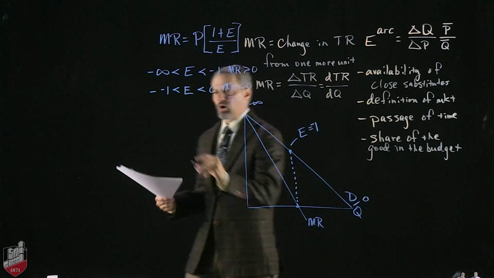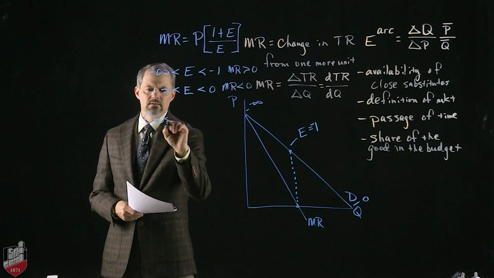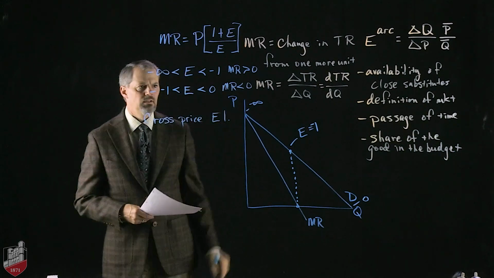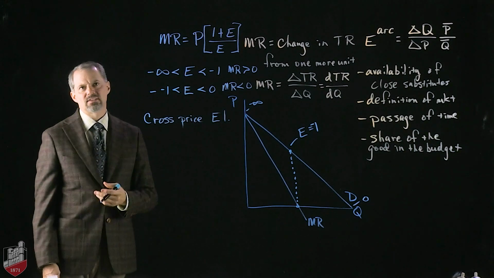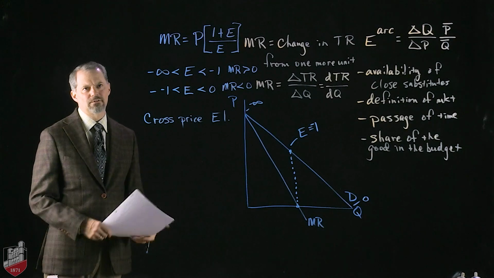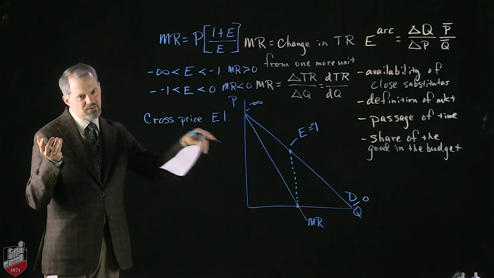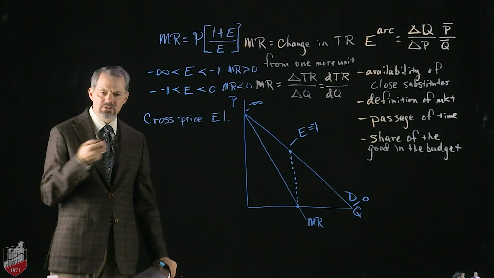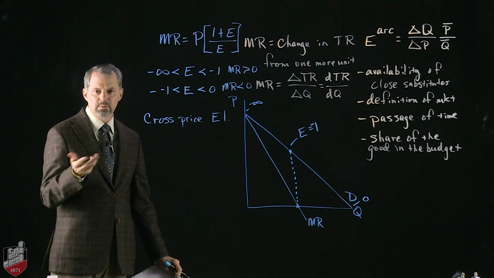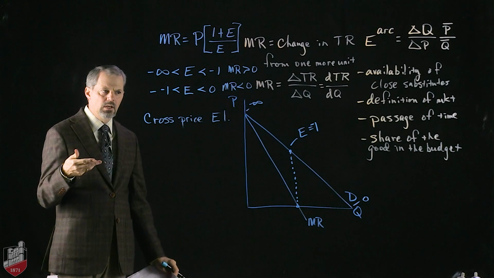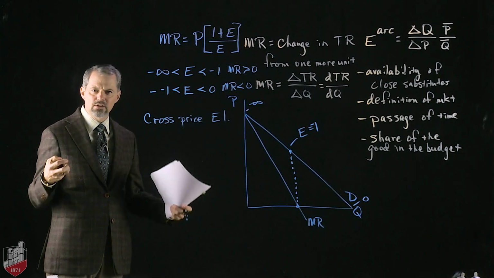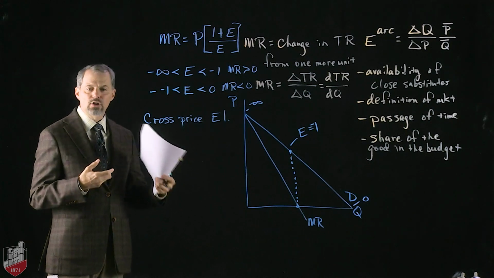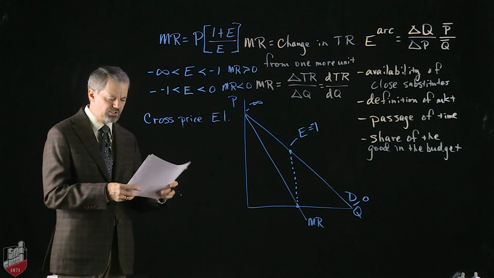Let's talk about the cross-price elasticity of demand. Remember, the cross-price elasticity tells you how much demand for this good changes when the price of that good changes. It tells you the strength of relationship between the two goods. Two goods could be complements or substitutes, and the cross-price elasticity tells you how closely they complement each other or how closely they can be substituted for each other.